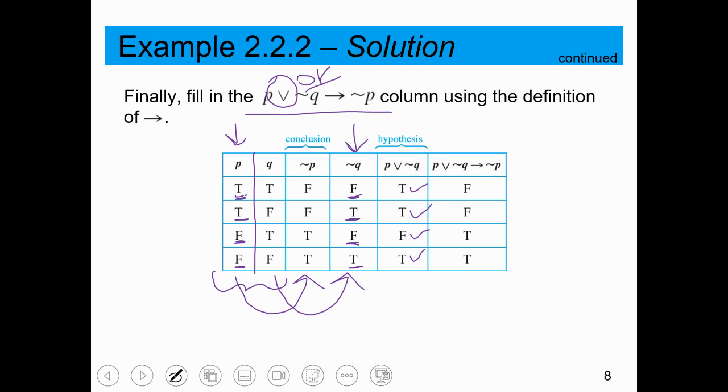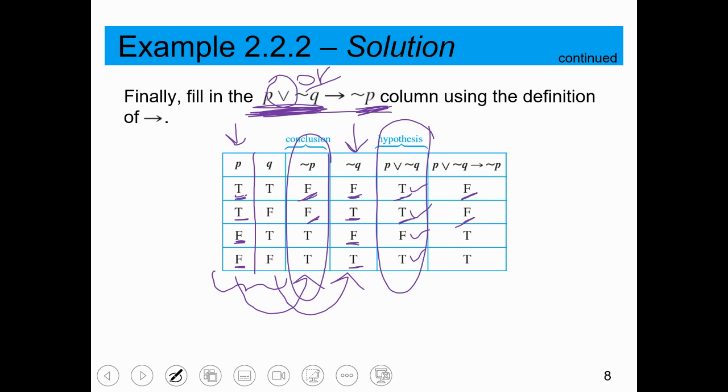Now, here's what you're going to do for this last column. You're going to be looking at the hypothesis, which is P or not Q, and the conclusion, which is not P. So that comes from here's the hypothesis, here's the conclusion. All right. Remember, the only way that's going to be false is if the hypothesis is true and the conclusion is false. So look at these first two rows. The hypothesis is true and the conclusion is false. So that's why we have a false here and here.